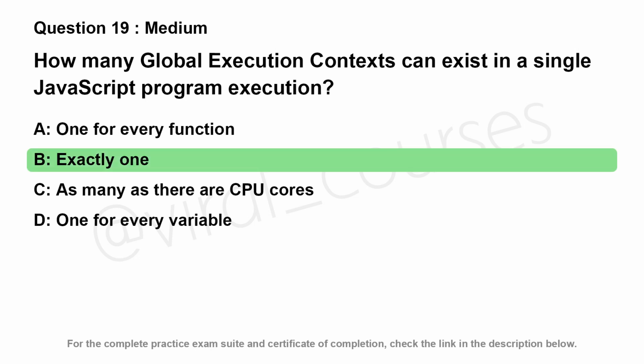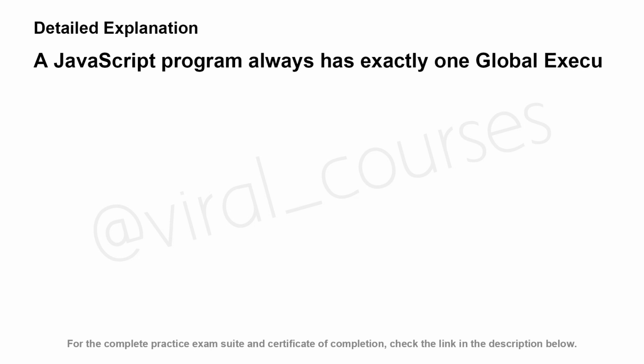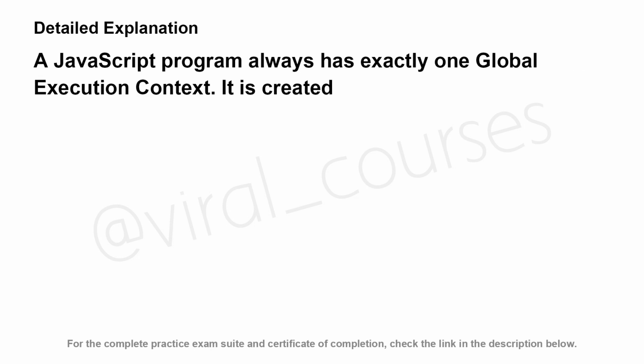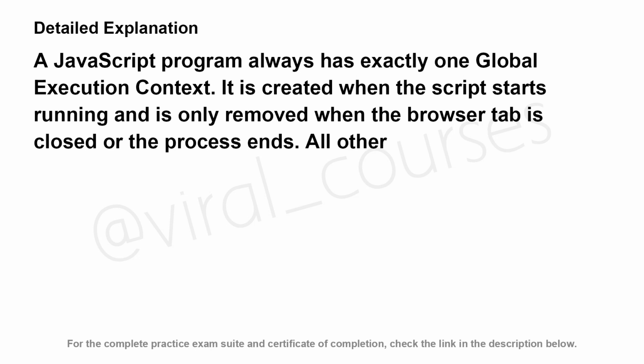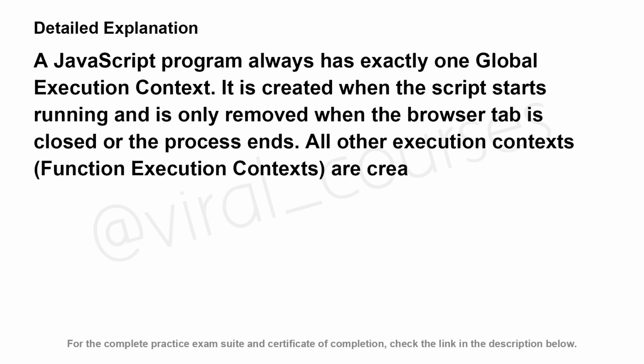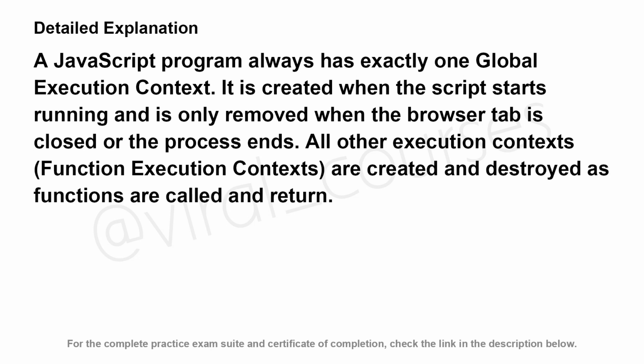The correct answer is B. A JavaScript program always has exactly one global execution context. It is created when the script starts running and is only removed when the browser tab is closed or the process ends. All other execution contexts, function execution contexts, are created and destroyed as functions are called and return.